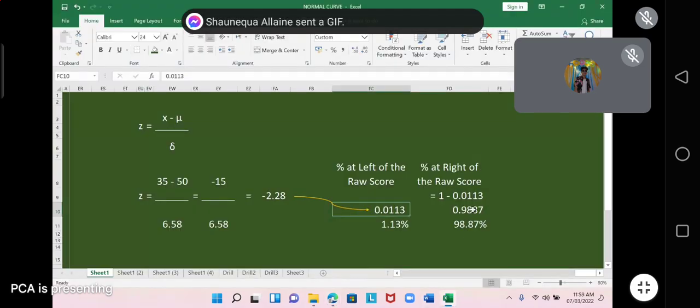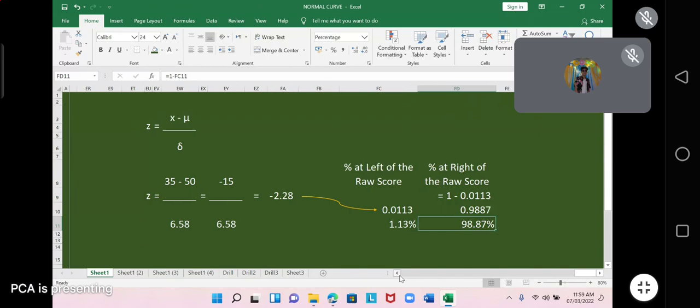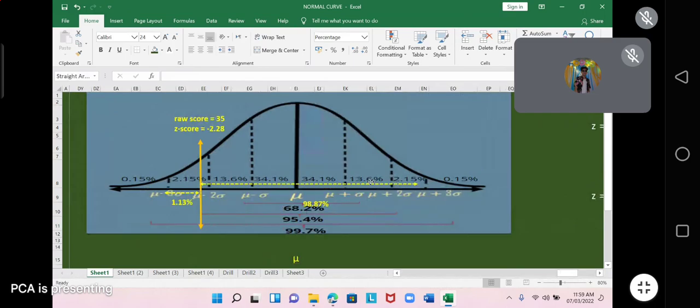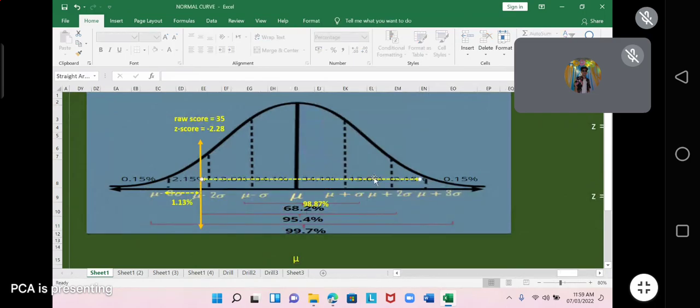Okay, and then this one, just deduct 1 minus 0.0113. It gives you this one. That is why this is the representation in the curve, no? So this one is the 98.87 from here, no? This area. You don't just have the color to actually shade it, no?